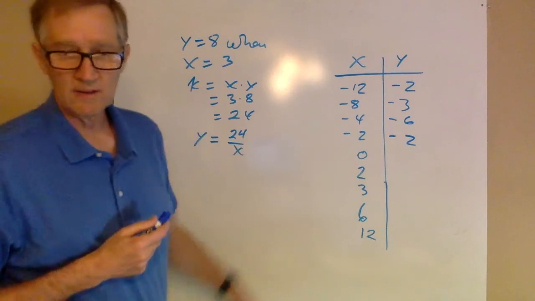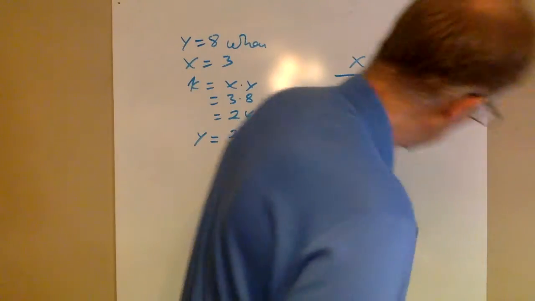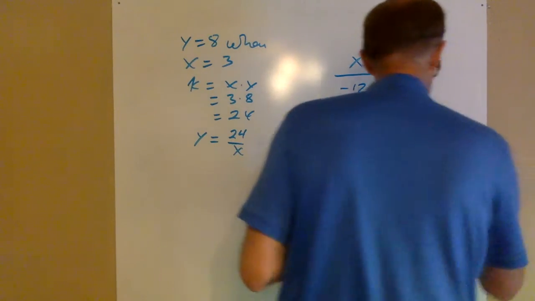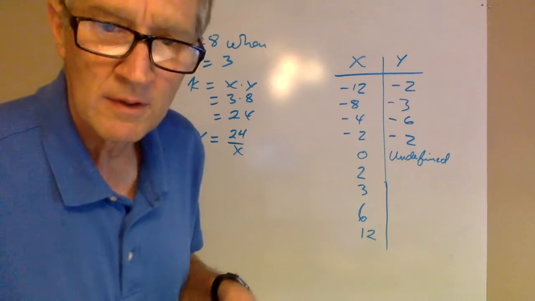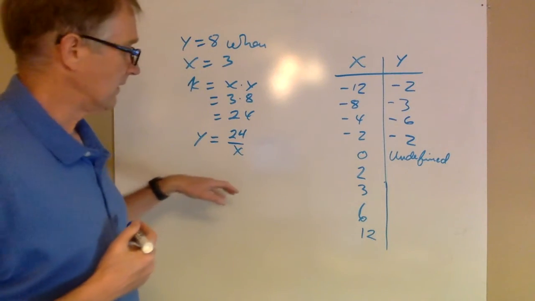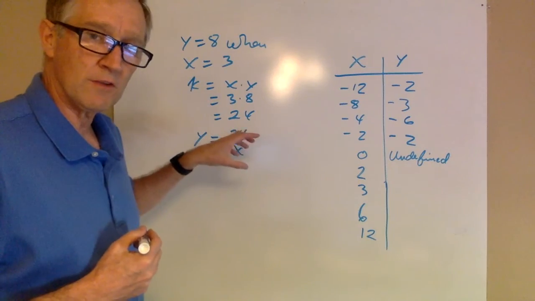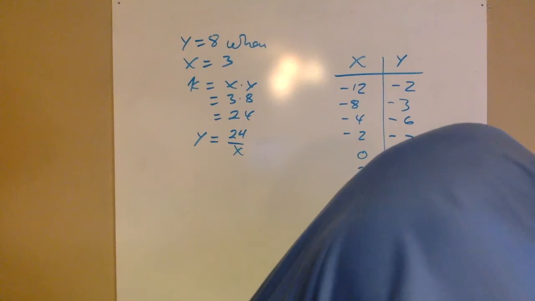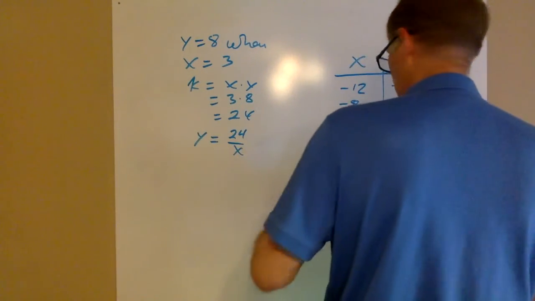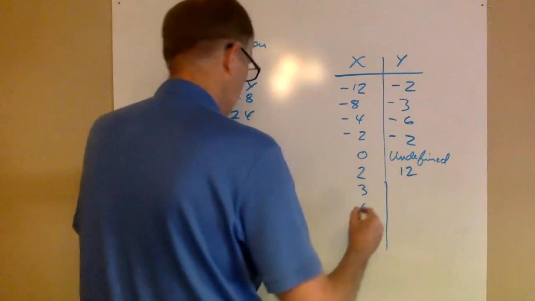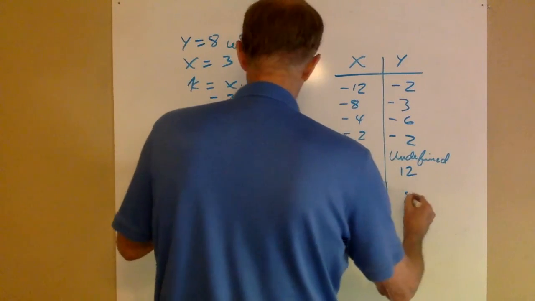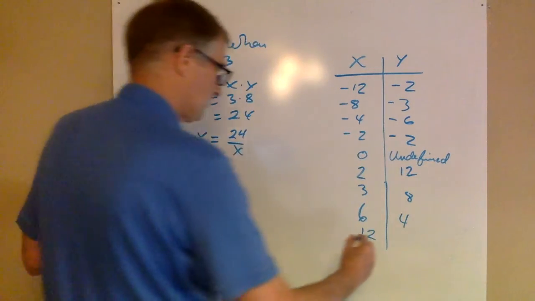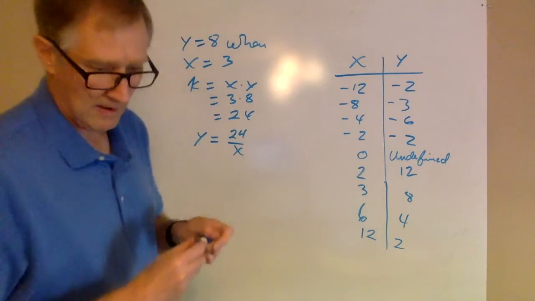Notice that this is undefined. You cannot divide by 0. I should have pointed that out on the previous graph that I had up here. Notice that the inverse relationships did not go through 0. It's undefined there. And then we get 24 divided by 2 is 12. 24 divided by 3 is 8. 24 divided by 6 is 4. 24 divided by 12 is 2. And now we can graph this.